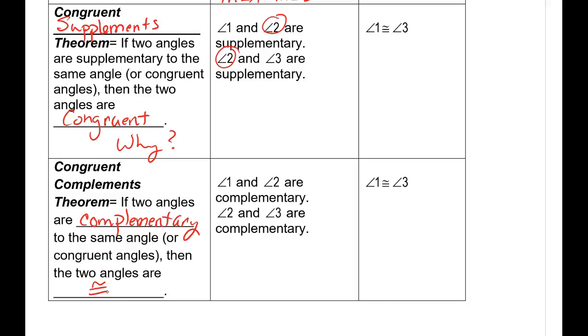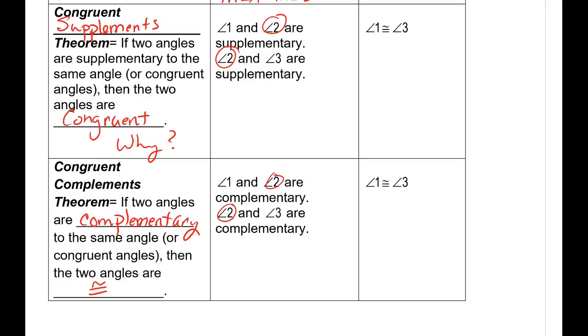Let's make our lives easier. Let's use the congruent symbol. Does this make logical sense too, right? Really, we're using the fact that angle 1 and angle 2 add up to 90, angle 2 and angle 3 add up to 90. Oh wait, this is the same angle. So what does that mean 1 and 3 have to be? Congruent.